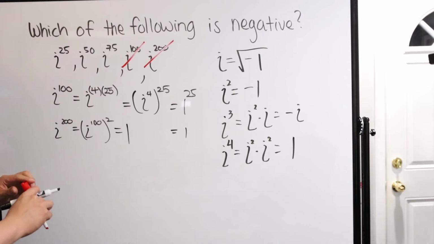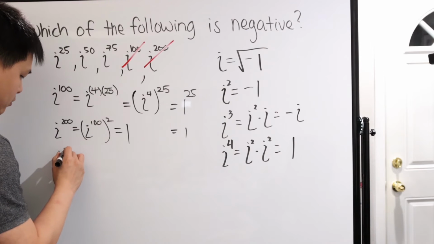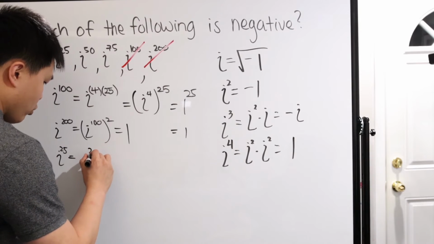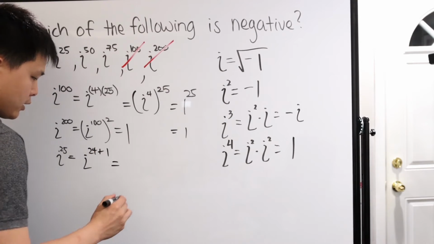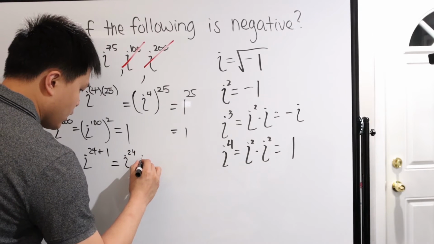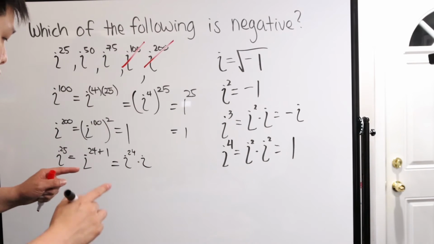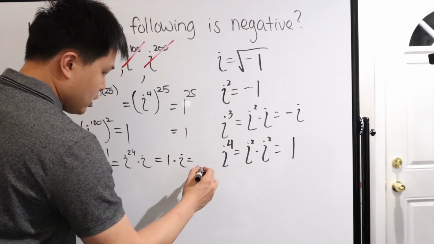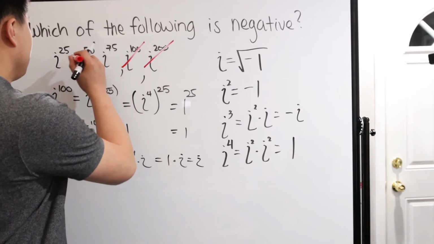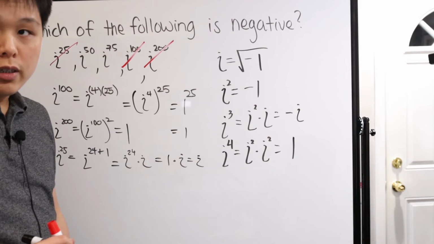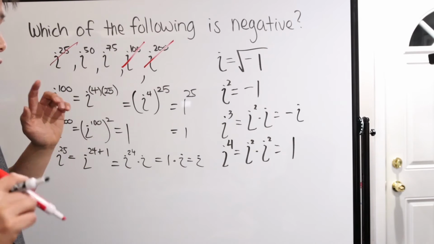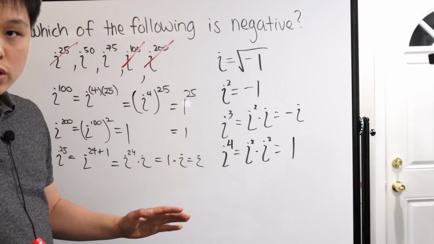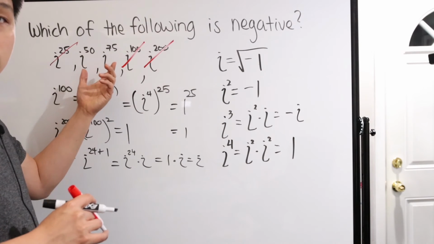Now, here's the thing. For i to the 25th, we can rewrite it as i to the 24th plus 1, which is basically i to the 24th times i. i to the 24th is a multiple of 4. So once again, 1 times i, and i is still positive. So this goes away. Now we have 2 left, the 50 and the 75. Remember, if we have a multiple of 4, it's going to be 1, it all cancels. So what we should do in this case is find the remainder.